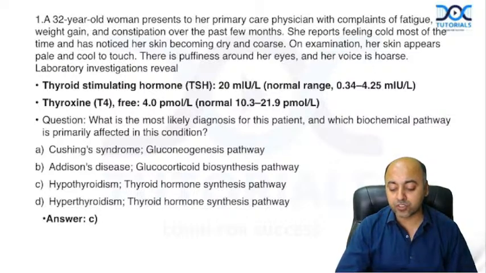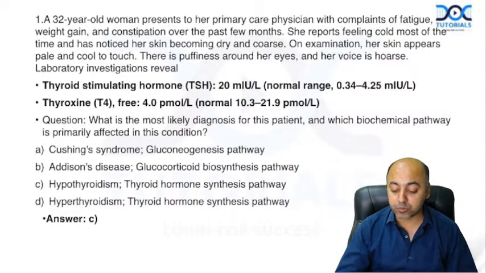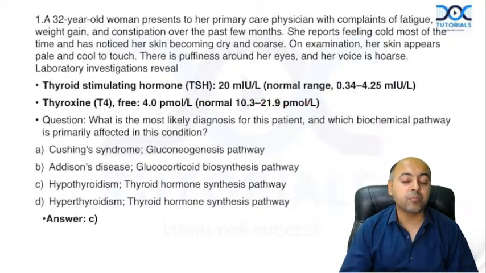Laboratory investigations reveal thyroid stimulating hormone at 20 micro-international units per liter. The normal range is 0.34 to 4.25 micro-international units per liter. The free T4 is 4 picomole per liter. Normal is 10.3 to 21.9 picomole per liter.